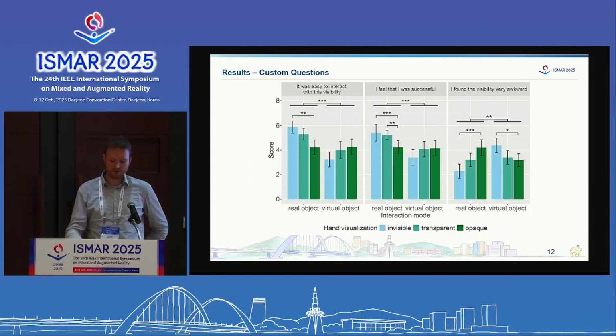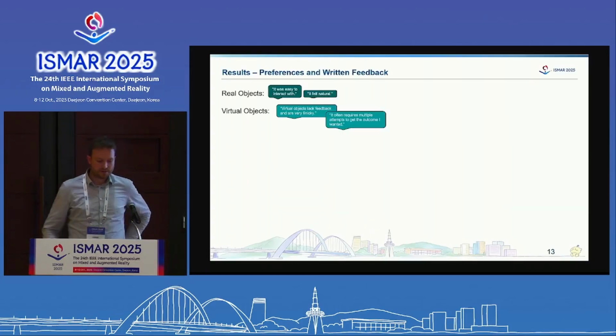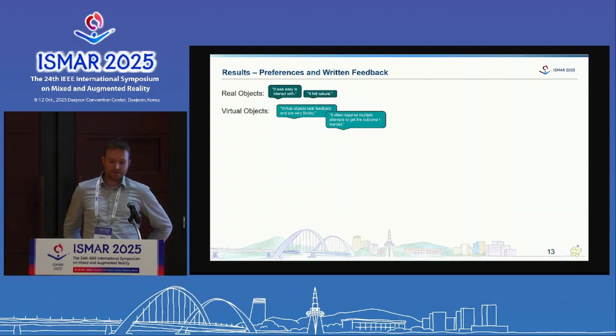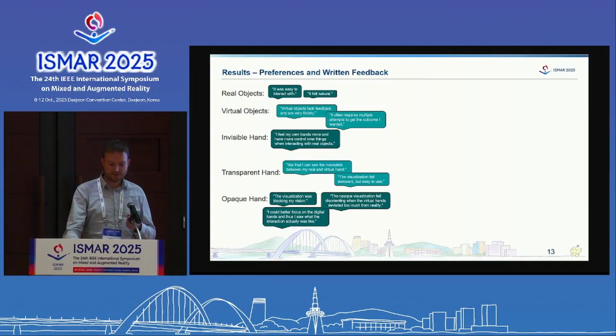So we also collected some written feedback and preferences where people said that for real objects, it was easy to interact with them. It felt natural, which is kind of expected. And for virtual objects, they lack feedback and are very finicky to handle. It often requires multiple attempts to get the outcome that they wanted, which is also kind of expected because sometimes with the hand tracking, you need to know how to handle these virtual objects.